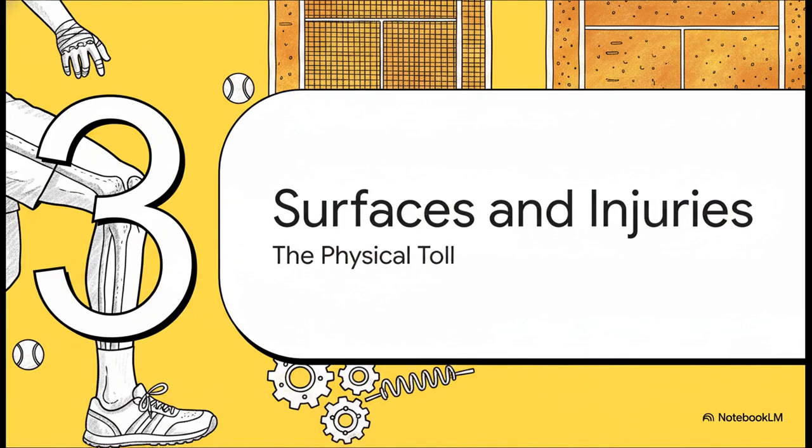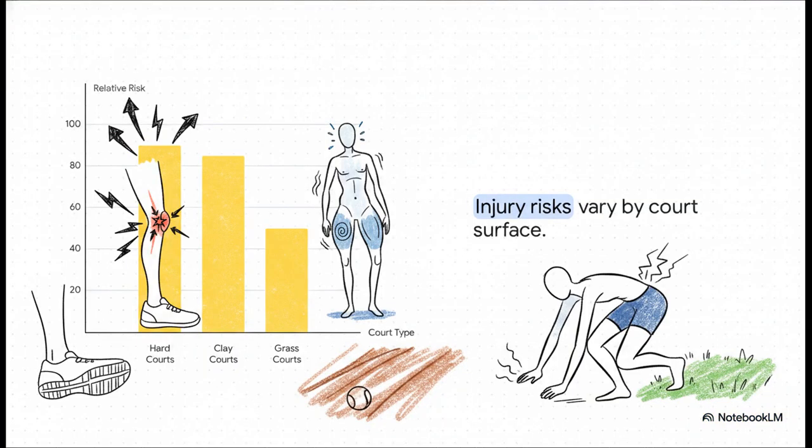Section 3. Court surfaces and injuries. Let's look at the physical toll. When we move up the kinetic chain from the shoe to the human body, the medical data gives us a pretty fascinating look at how different surfaces actually attack the athlete. On hard courts, we see a massive spike in acute joint and tendon shock. All those jarring stops we just talked about, they send shock waves directly up the shins and knees.